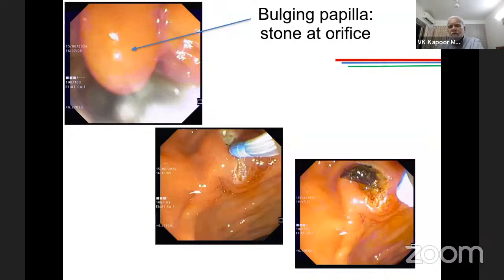So this question number 5, Vinay Timilsina, asks what is the management of impacted distal CBD stone despite 2 or 3 ERCP sessions? I think that would be a very, very rare situation today, isn't it? Yes, sir. Vinay, this other question we are going to handle tomorrow when we discuss the CBD drainage procedure. So I think I will leave it at that.